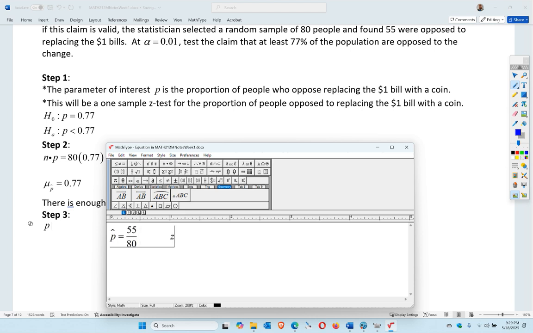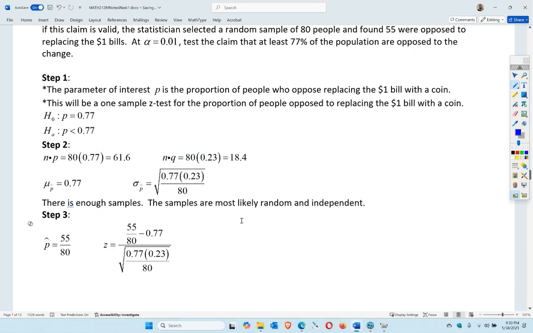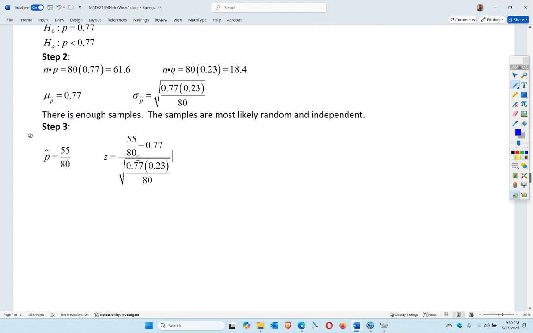Okay, so my z value is observed minus expected, so 0.77, right? So it's usually sample minus population, observed minus expected, however you want it, over the standard deviation, which in this case, I guess I'll type it again, why not? 0.77, 0.23, and 80. Okay. So we're going to use those to figure out the area.